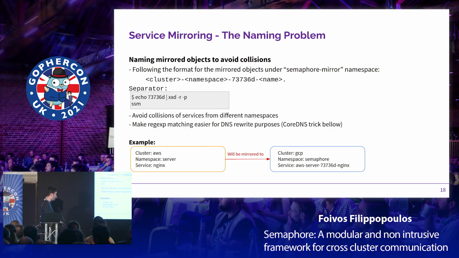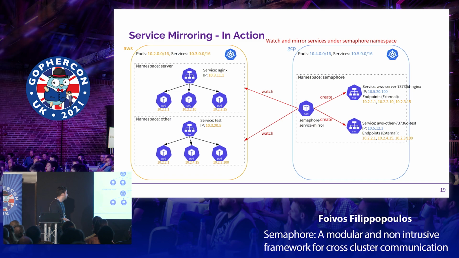And here we always have to take into account how ugly this looks and the fact that we have a 64 characters limit when we are naming Kubernetes services. So in our example, our AWS Nginx service under server namespace is going to be mirrored under our GCP cluster, under our Semaphore namespace, and it's going to have this big, ugly, awful name.